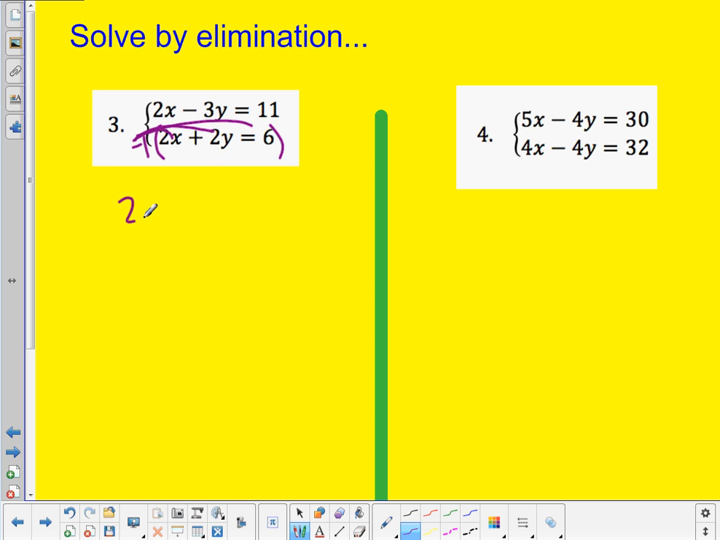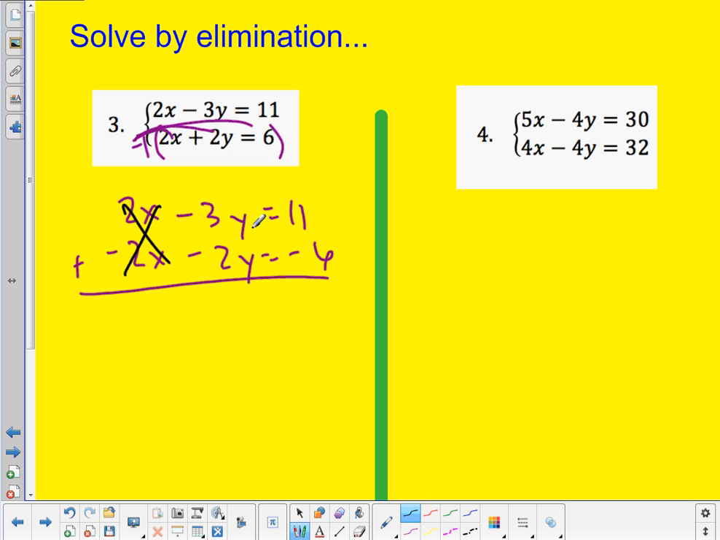So the top equation I'm going to leave the same. 2x minus 3y equals 11. On the bottom, negative 2x minus 2y is equal to negative 6. Add them up. Your x terms drop out. You have negative 3y and negative 2y, which is negative 5y. And you have 11 minus 6, which is 5. Divide by negative 5, and you get y equals negative 1.